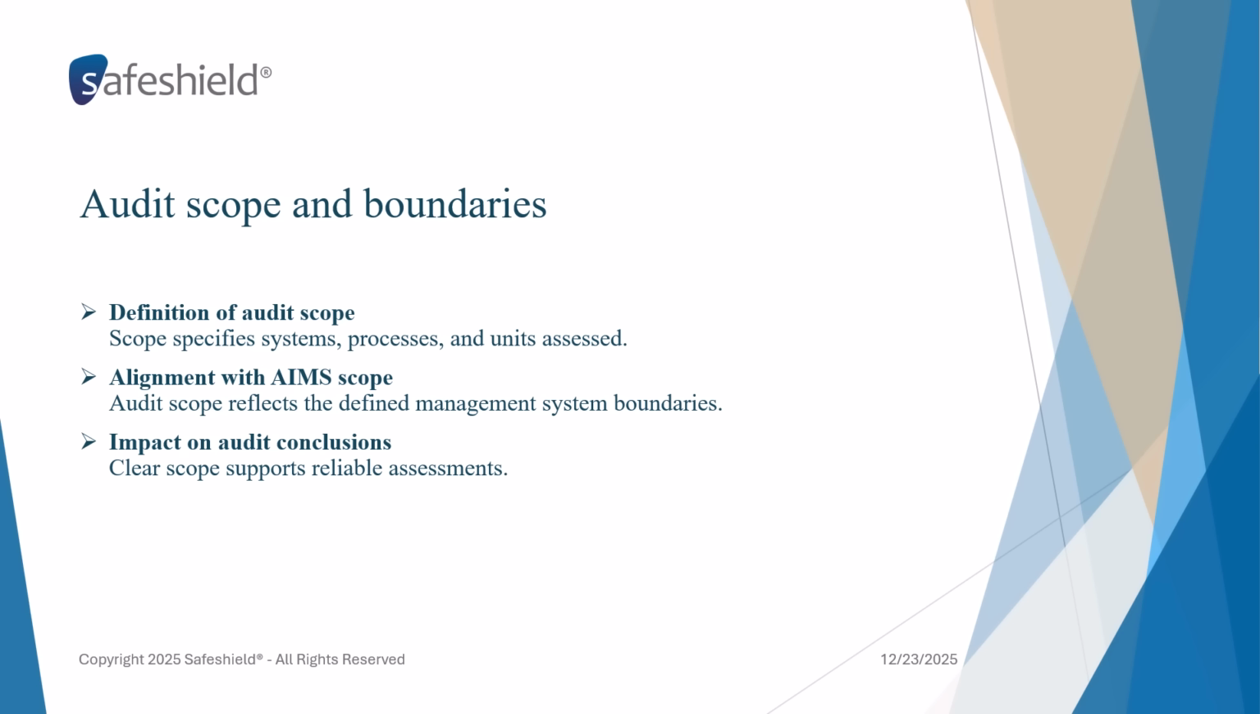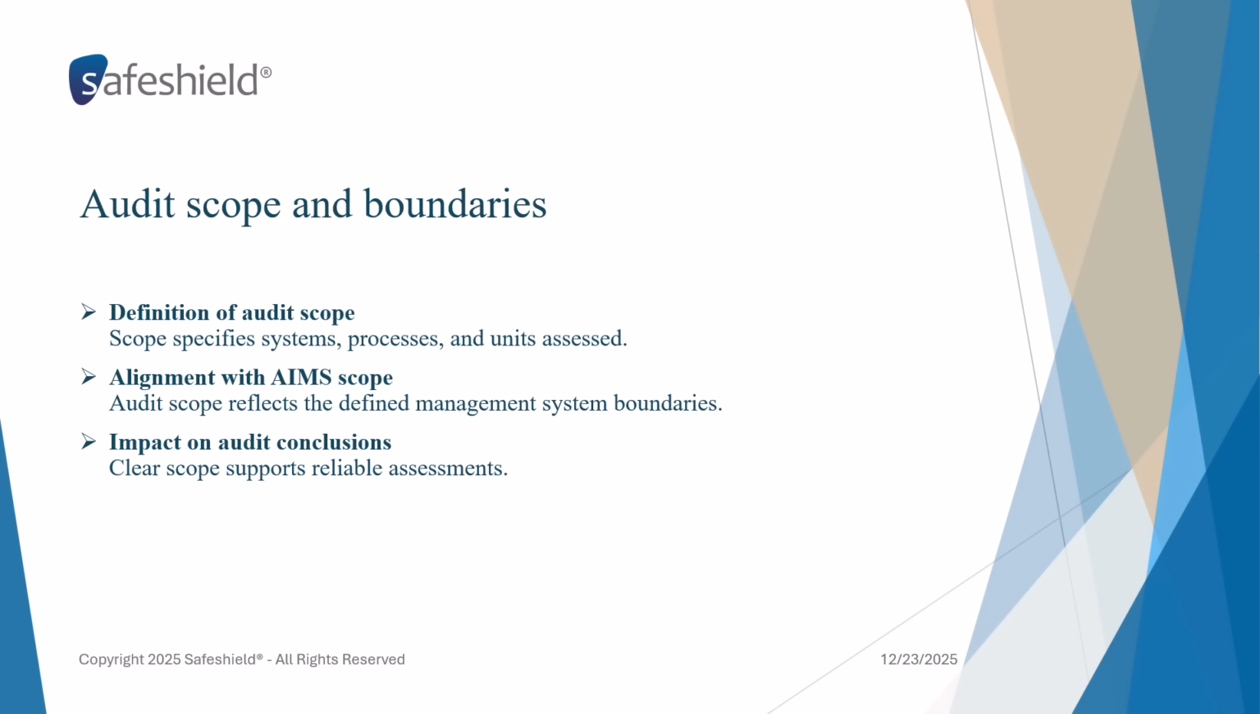Scope definition should consider AI system lifecycle stages, supporting processes, and relevant interfaces with third parties. Exclusions must be explicitly stated and justified. For example, excluding a high-impact AI system or a critical lifecycle stage without justification may undermine audit credibility. Scope clarity also supports efficient audit planning and resource allocation.